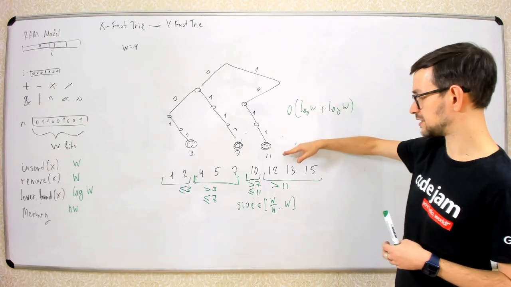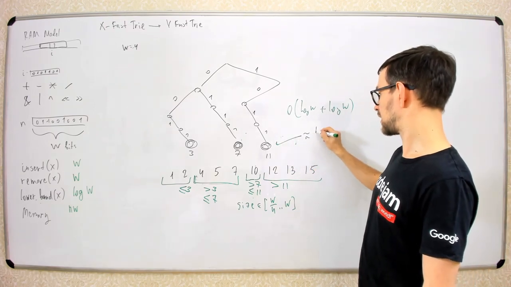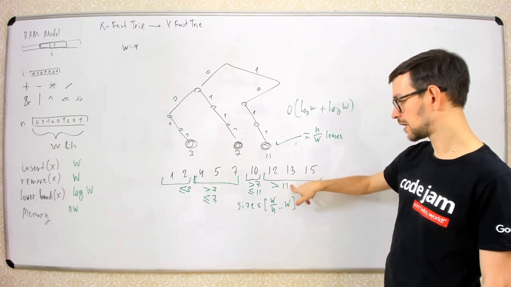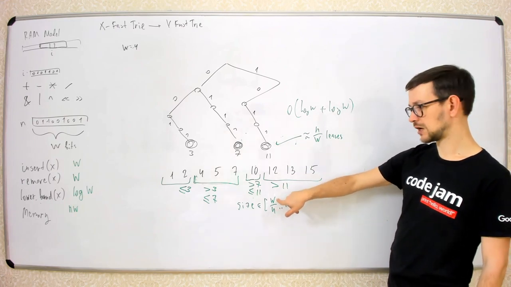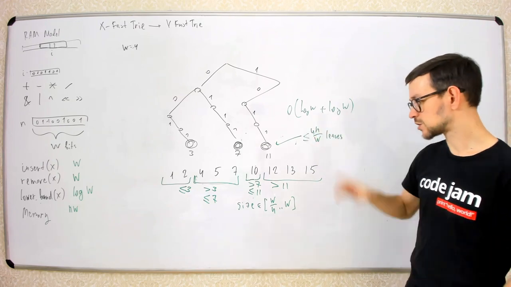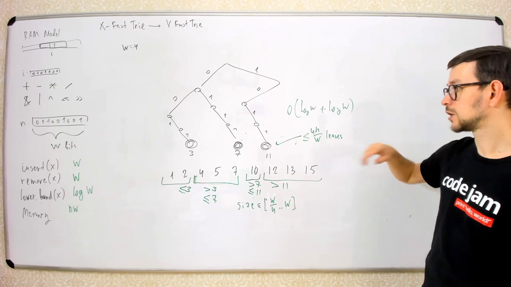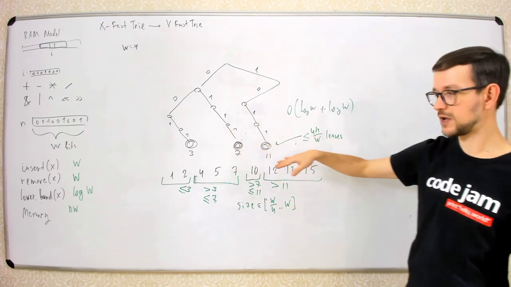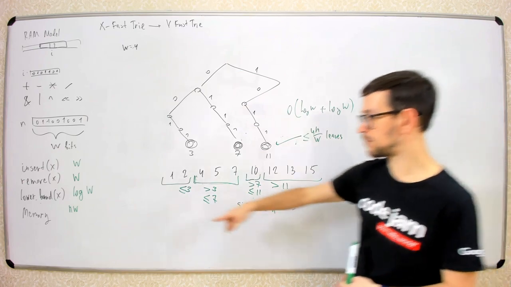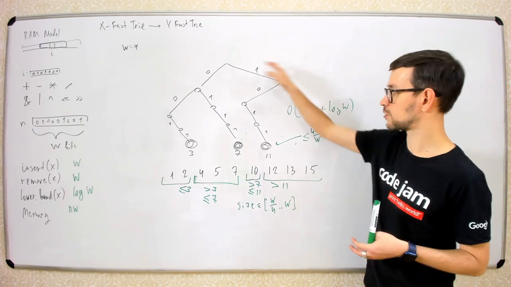And what about the number of elements in this tree? In this tree, we have about n over w leaves. Because each leaf represents some block, and the size of each block is at least w over 4. So it's no more than 4n over w, right? So there are at most 4n over w leaves. So the total number of elements in this tree is at most 4n. So the size of this tree is linear. Again, it was multiplied by w, but then we reduced the number of elements by w. So now the total number of elements here is linear.